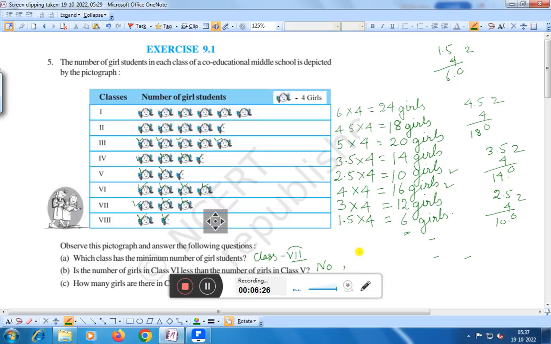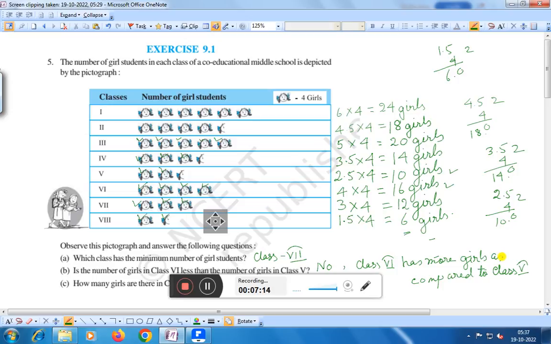That is class 5, class 6. Class 6 has more girls as compared to class 5, right?